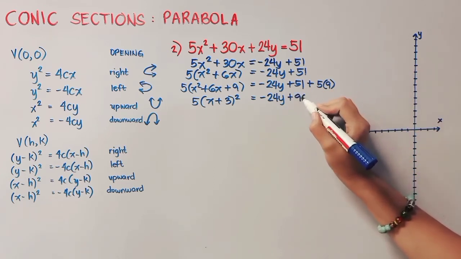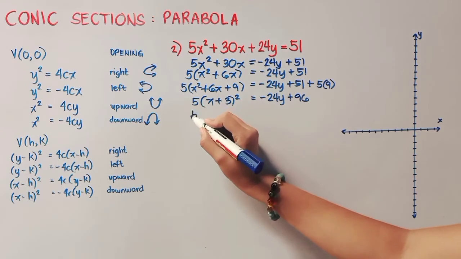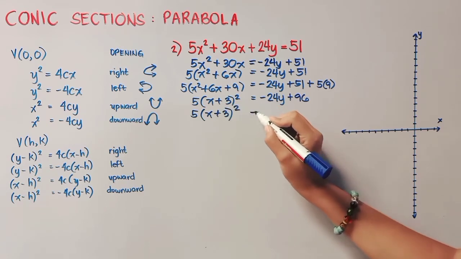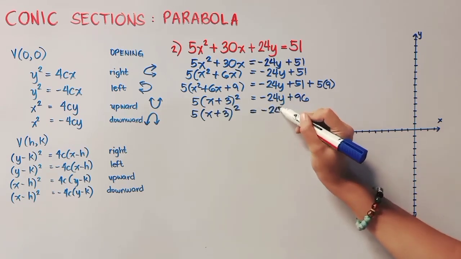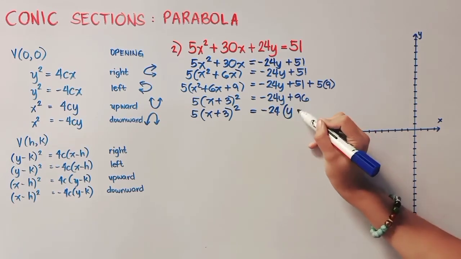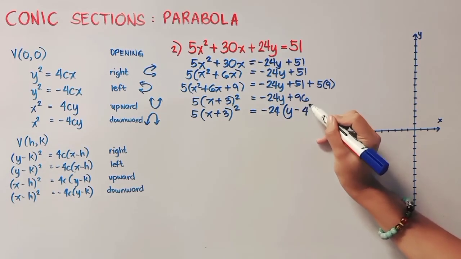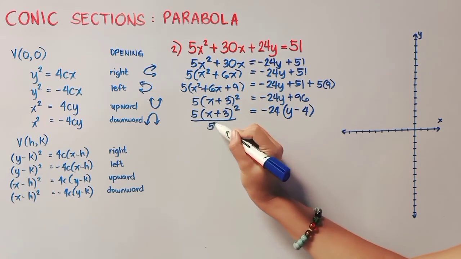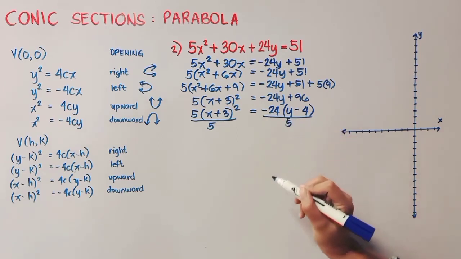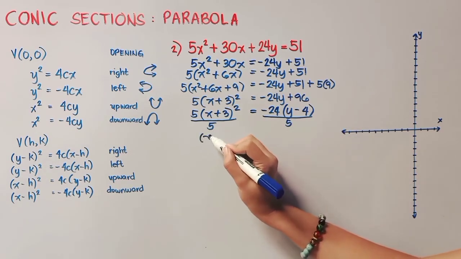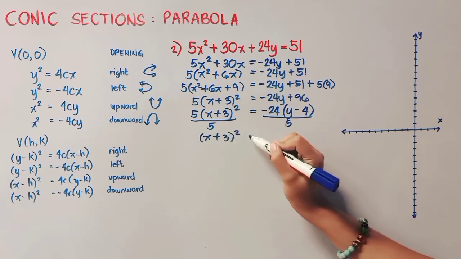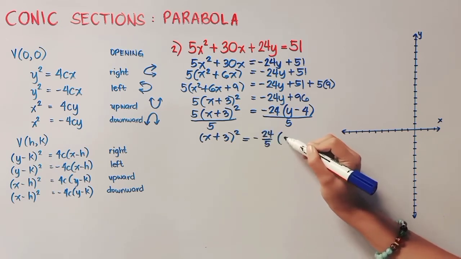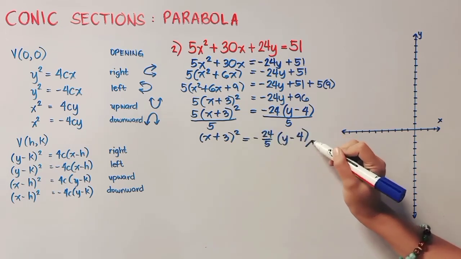96. Now we can still factor the right side because there is a common factor which is negative 24. So we will take it outside. What's left is y, and then 96 divided by negative 24 is negative 4. Then we can divide 5 to both sides to get our final standard form, and that is quantity x plus 3 squared is equal to negative 24 over 5 times quantity y minus 4.